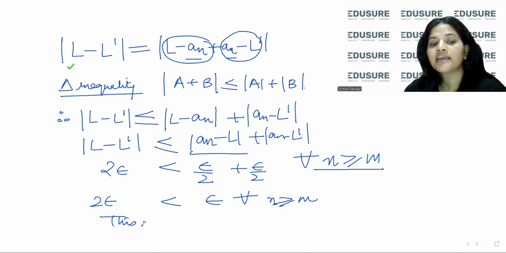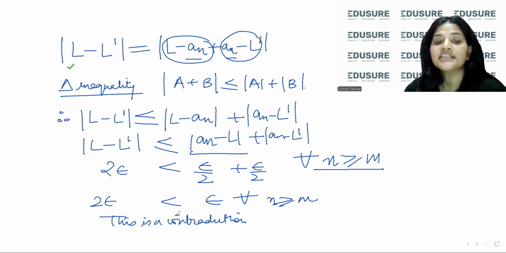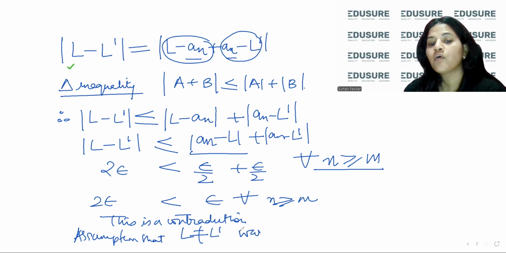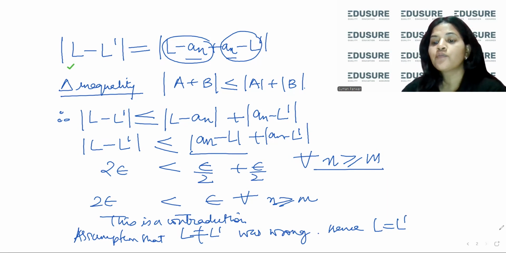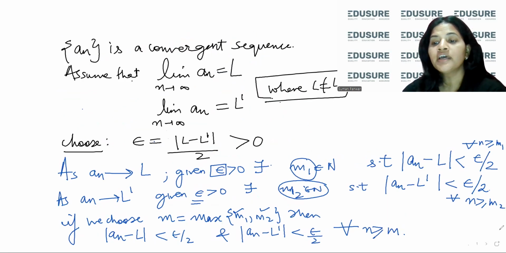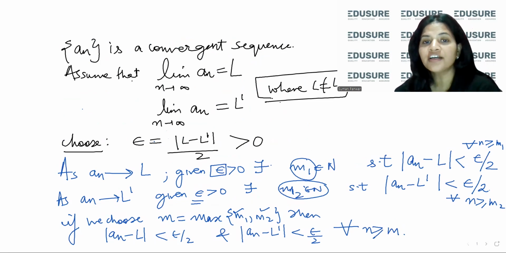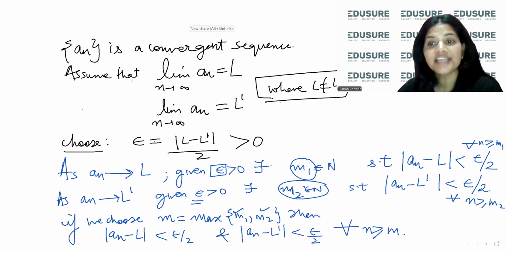And this is a contradiction. Since we have reached a contradiction, our assumption that L was not equal to L' was wrong. Hence, L is always equal to L'. So we have come to a very important conclusion: a sequence, if at all it converges, will always converge to the same limit. Therefore, two people attempting the same question will not get different answers.